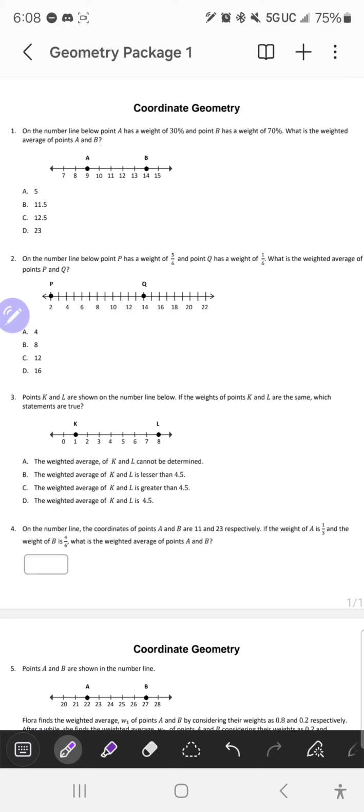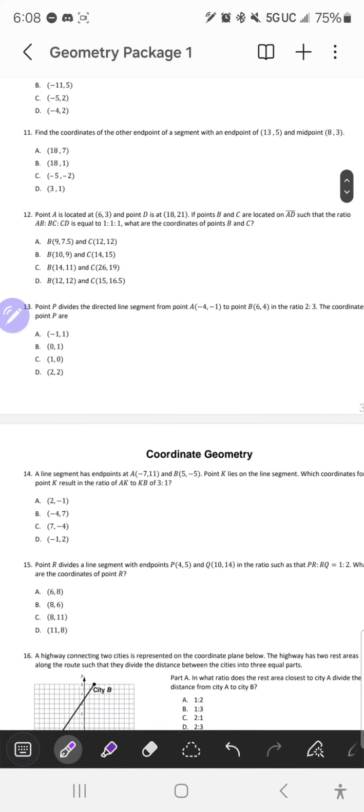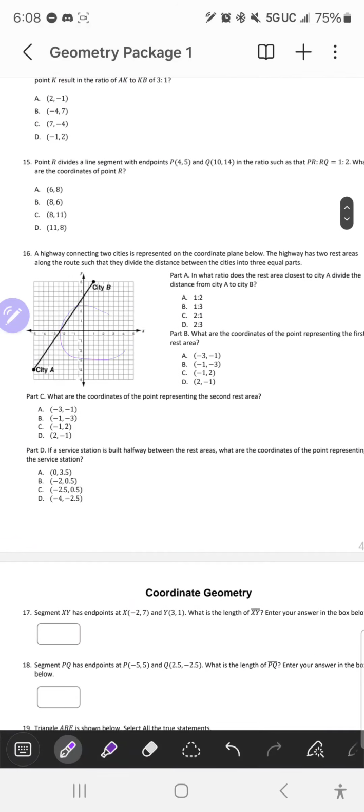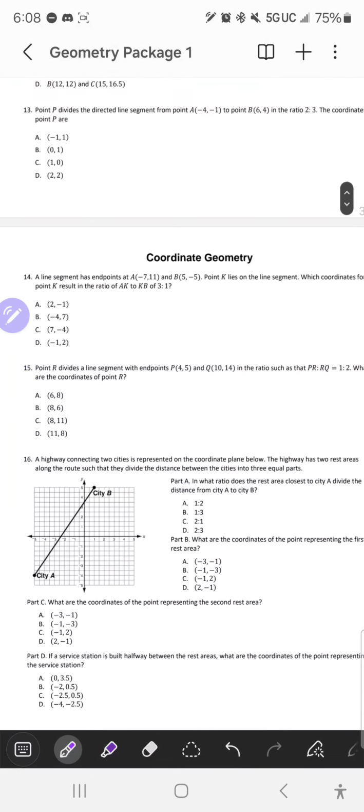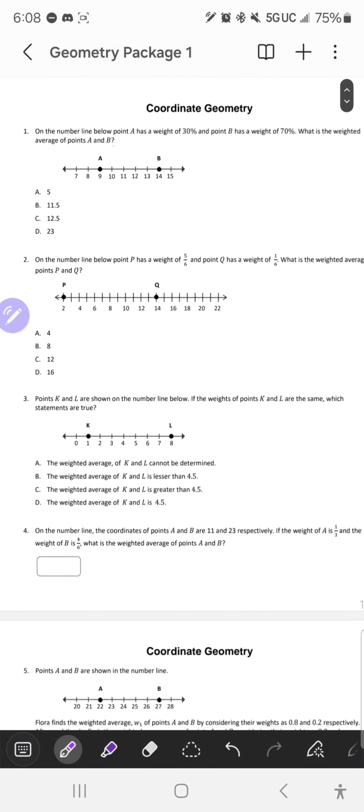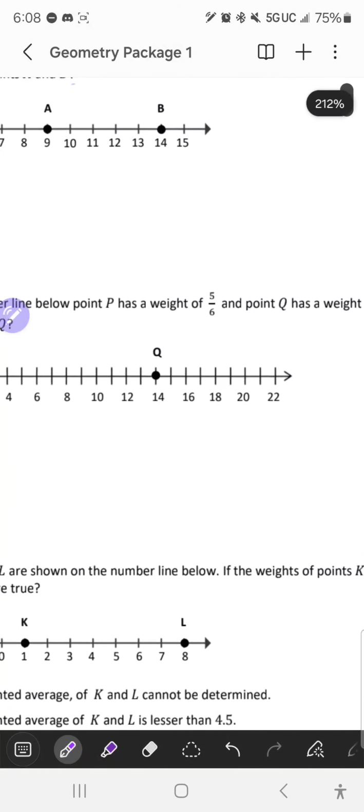And the first unit is going to be coordinate geometry, which is based on points, quadrants, which are the different parts of the graph, locations of points, a distance formula, midpoint, and all of that kind of stuff. So let's go to the first exercise.